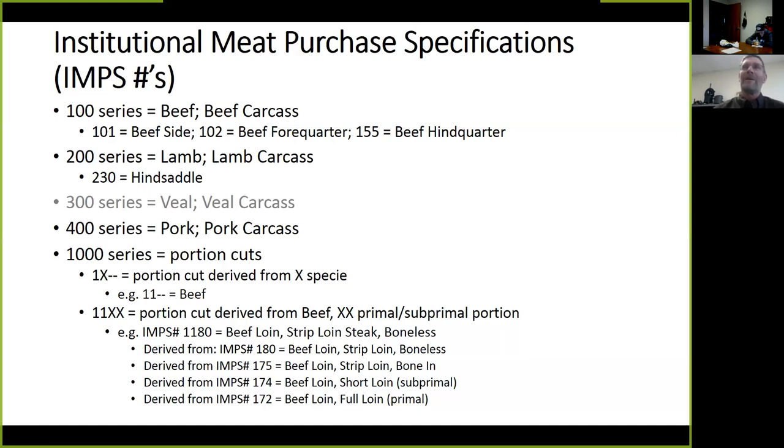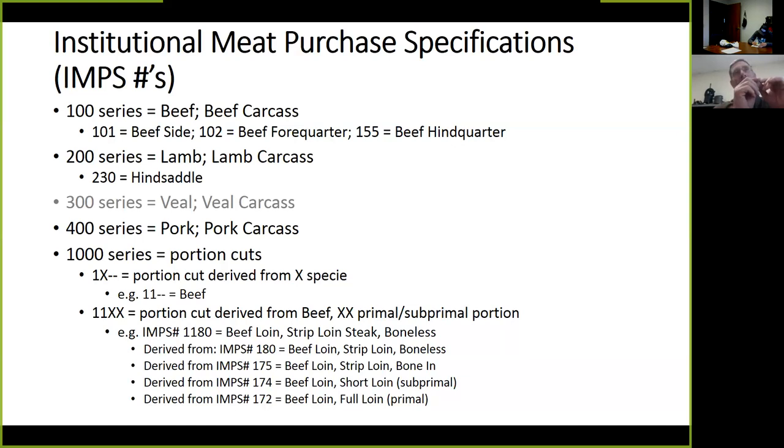Now, if we add a 1 in front of those hundreds, in the 1,000s place, we have the 1,000 series, and the 1,000 series represents portion cuts. For instance, that T-bone steak we talked about is a 1,000 series. So if it's 1,000 and whatever other numbers, you know that it's a portion cut or a retail cut. More processing has been done to that cut.